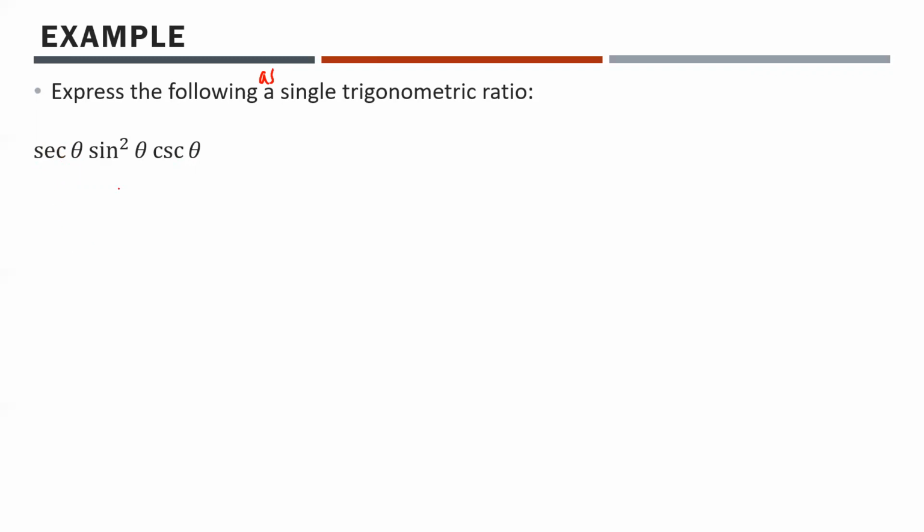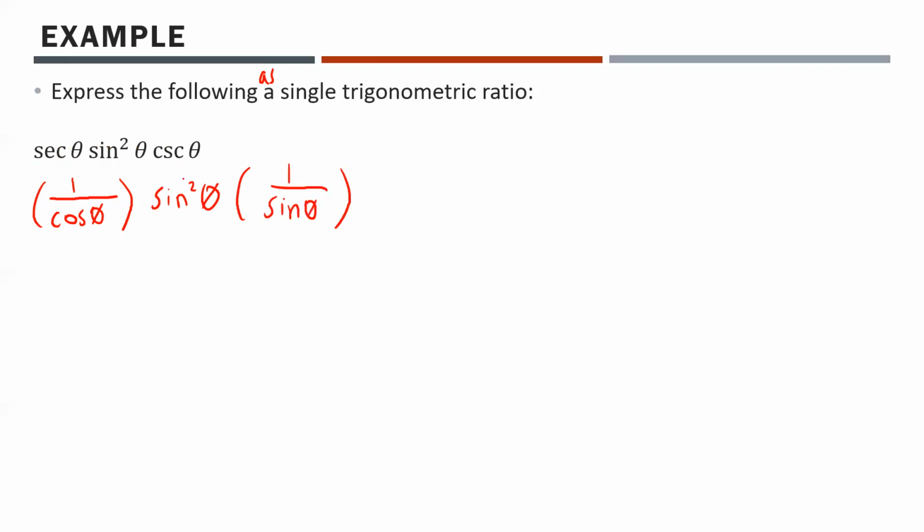You don't have to remember that. It is on your formula sheet. But secant will therefore become 1 over cosine theta. And then sine squared theta, there's nothing wrong with that, so we'll leave that alone, sine squared theta. And then cosecant theta, well, that's the reciprocal of sine, so we'll make that 1 over sine theta.